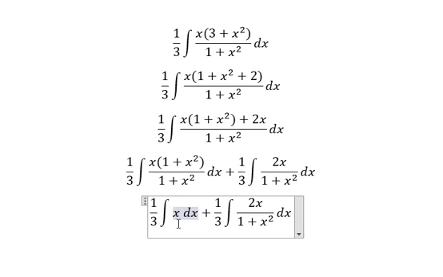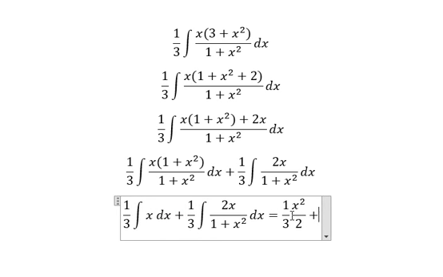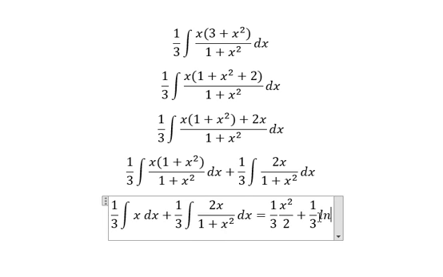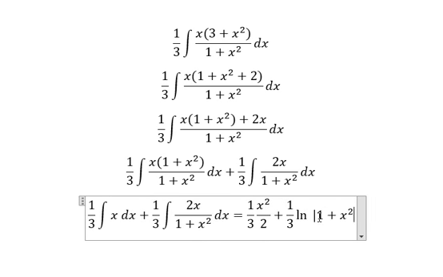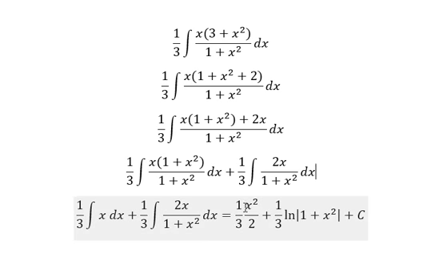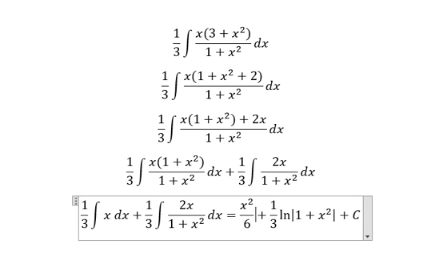Now the integration of s, we will have s squared over 2. The integration of this one in here, we will have ln of the absolute value of 1 plus s squared, and we put c. Now this one, that's s squared over 6.